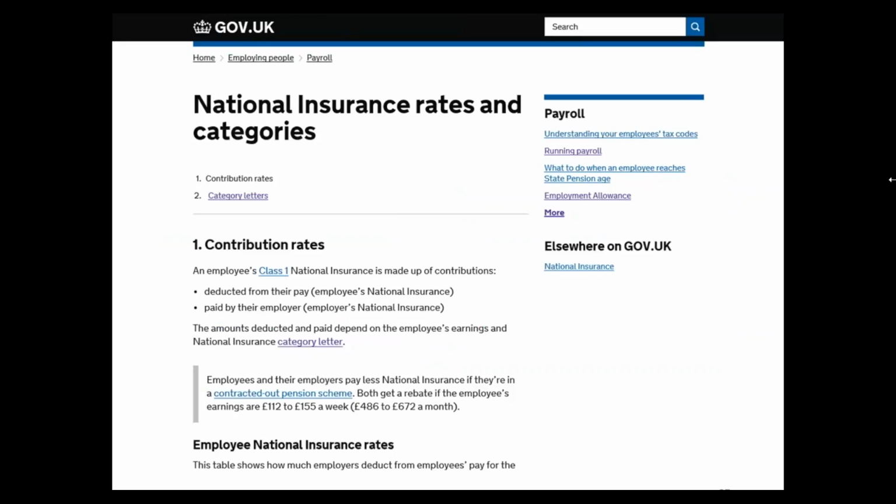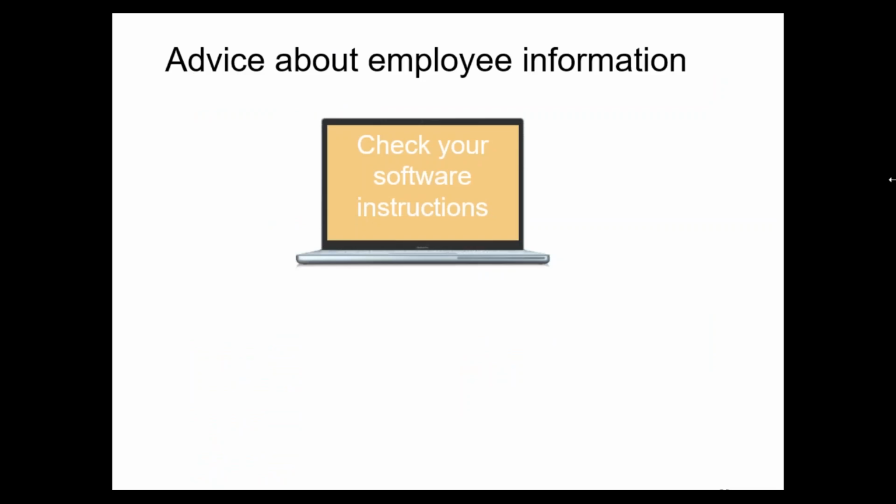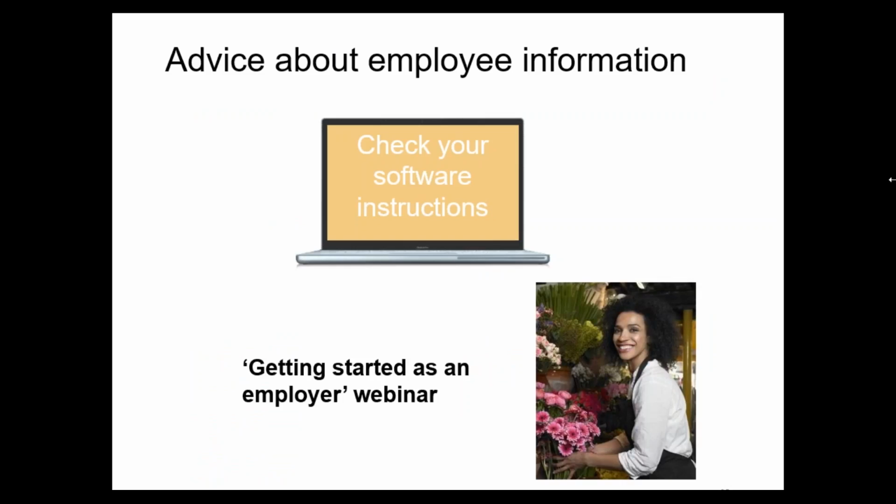There is a page on the gov.uk website that gives more details about the national insurance categories. And there is also a page that explains all the information your software will report to HMRC. There will be guidance about employee information in your own software to use when you enter employee details in your payroll. We also run another webinar, called Getting Started as an Employer. This will be helpful for anyone who is new to running payroll.